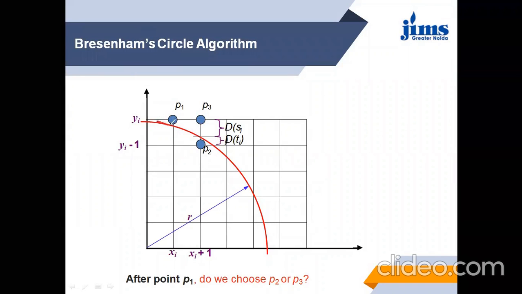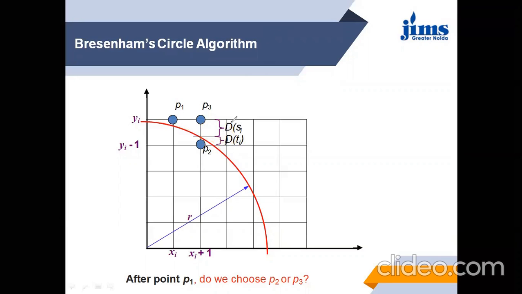Suppose this is the line of a circle. Let me change the color. Suppose this is the line of the pixel, or I got the value over here, then we have to decide whether we select this pixel or this pixel, because in the case of digital we have to approximate the value, or convert the values to integer. So same as in Bresenham's, we will try to find out the difference between these two.